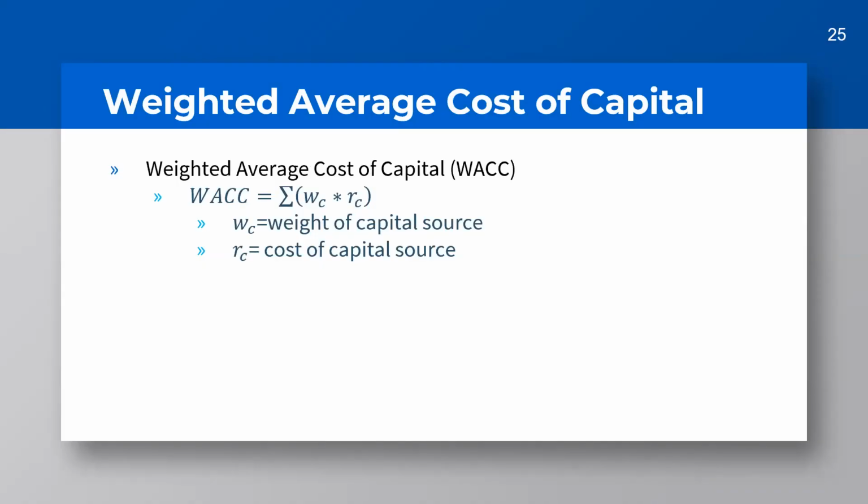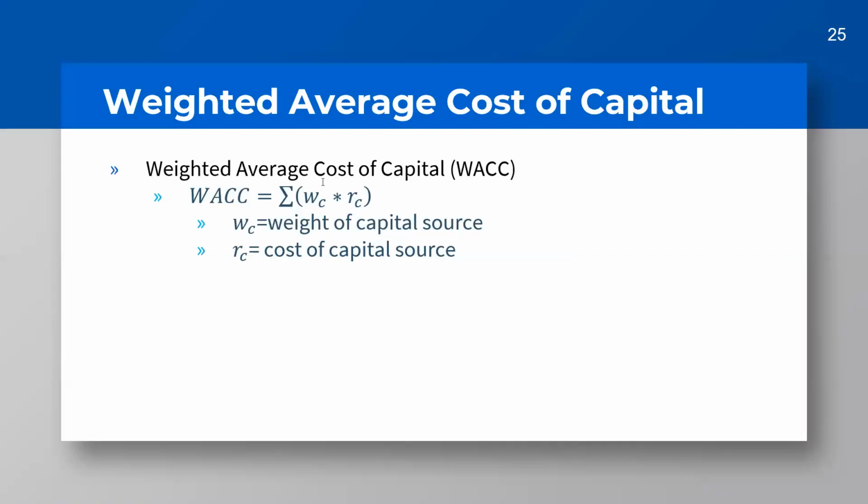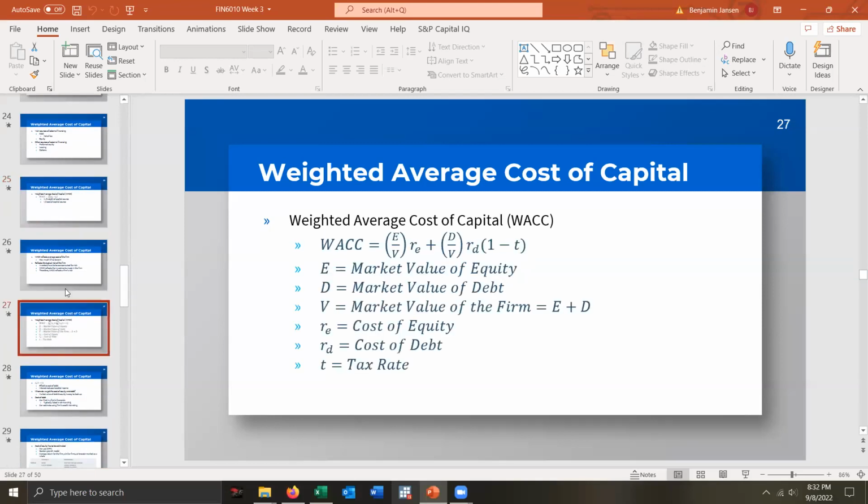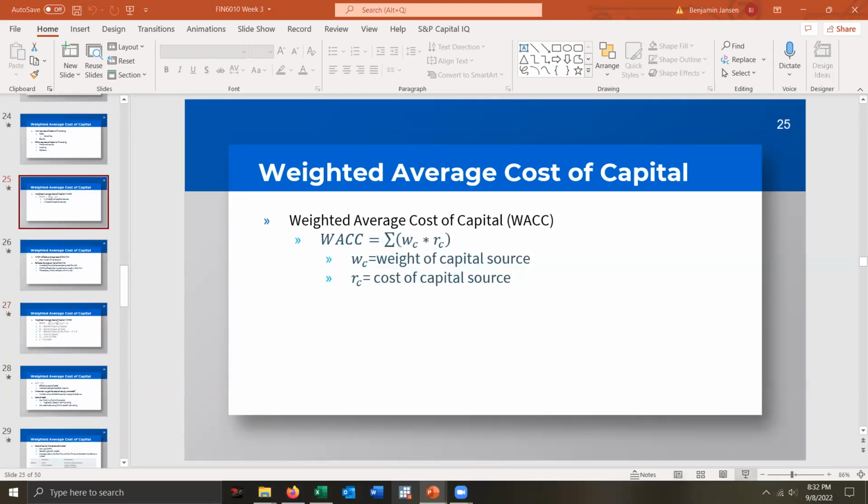So how do we calculate it? Weighted average cost of capital is actually pretty simple. You take the weight of the capital source, you multiply it by the cost of the capital source. So when we're looking at, oh, I thought I had a condensed version here. There we go. Okay, so it's ahead.